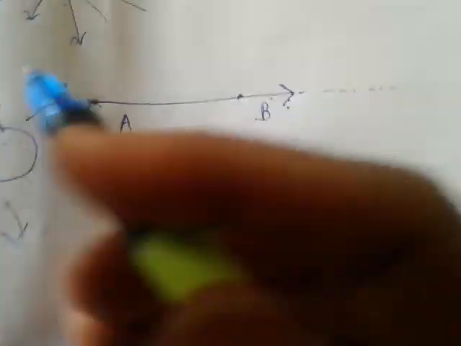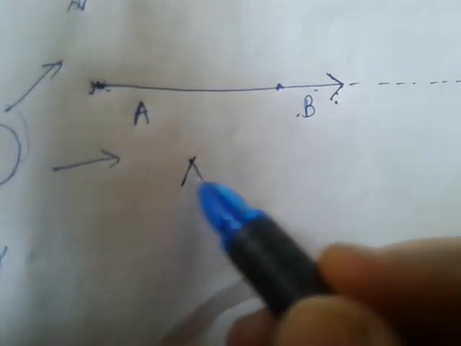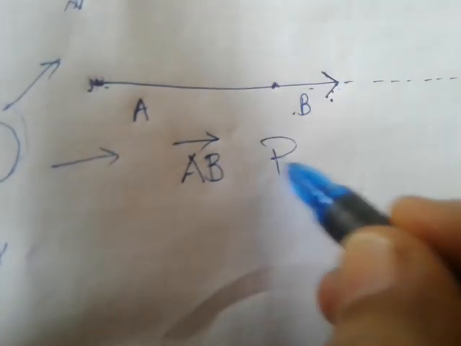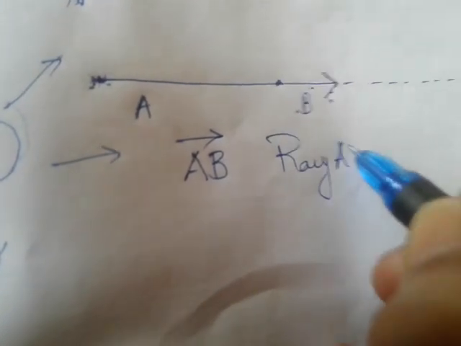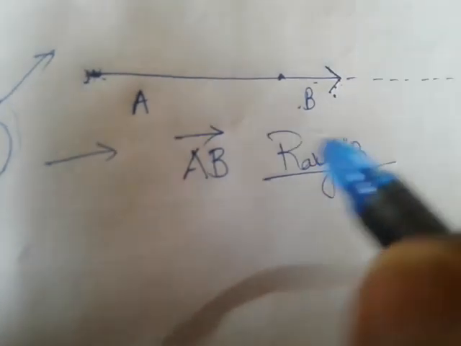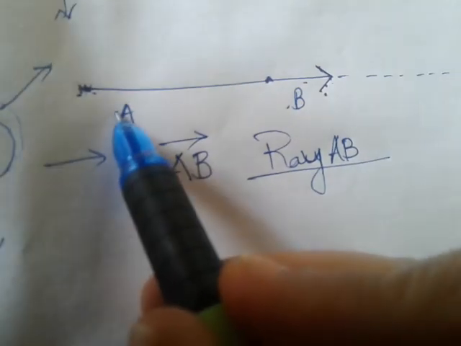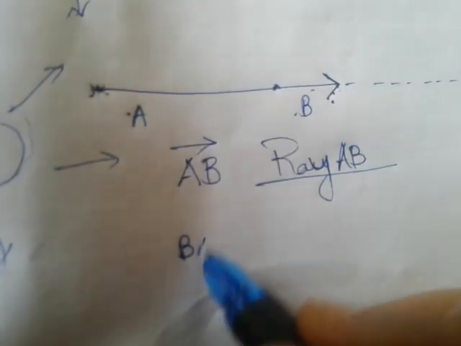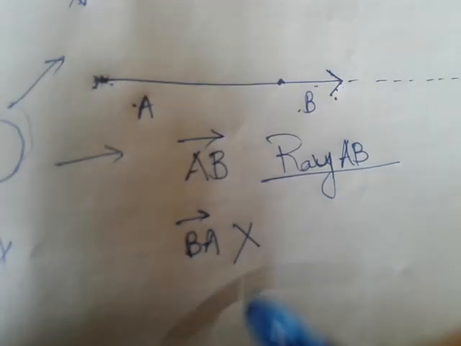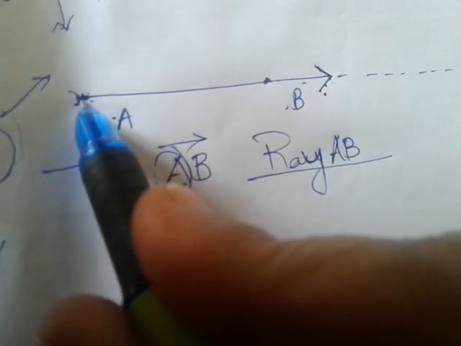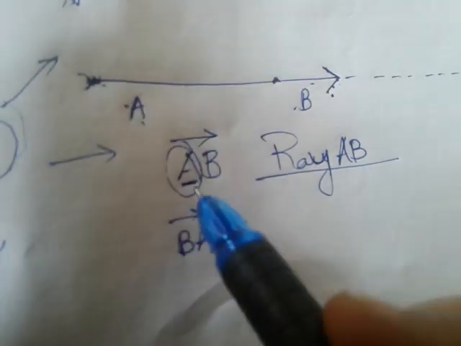And how to represent a ray? Represent means how to write that you are writing a ray. So AB only, or ray AB. You cannot write BA like line. If you write this BA, this is wrong. Why? Initial point should be written first. See, it is starting with A, initial point is A, so A should be written first.